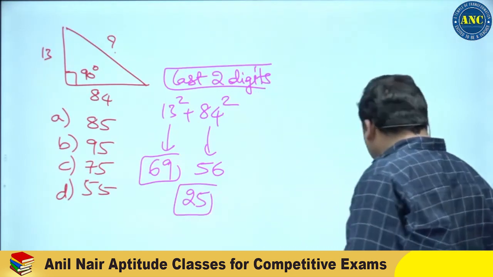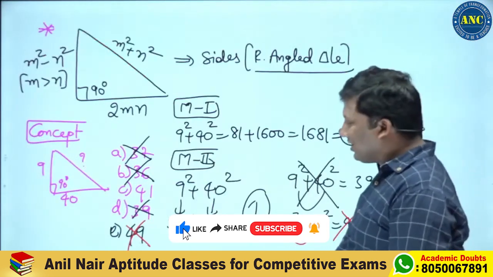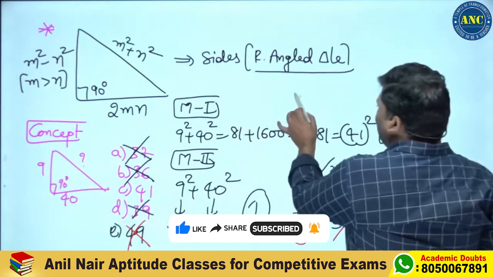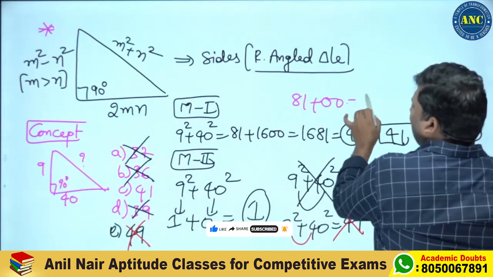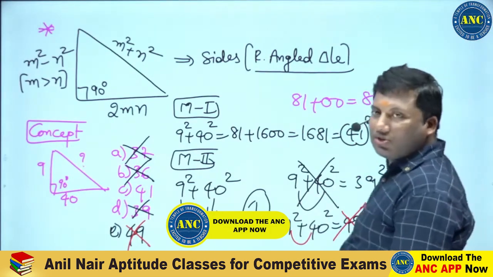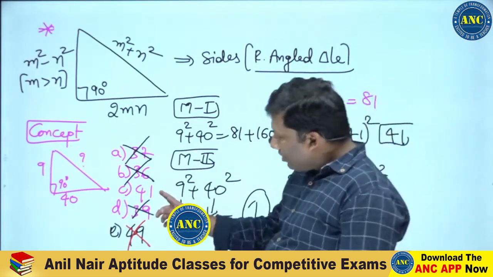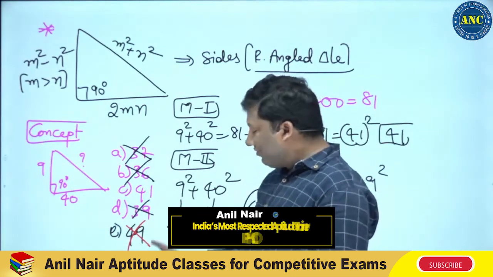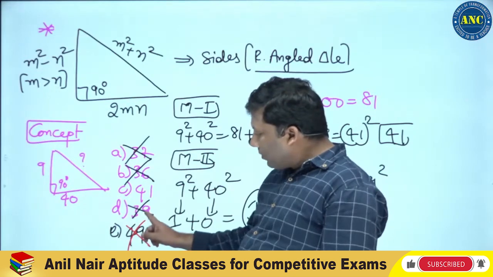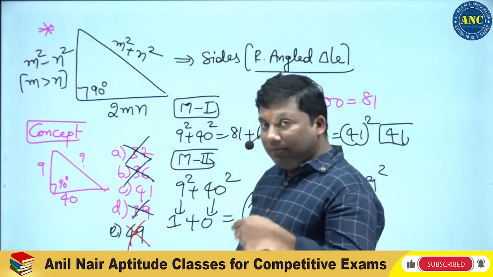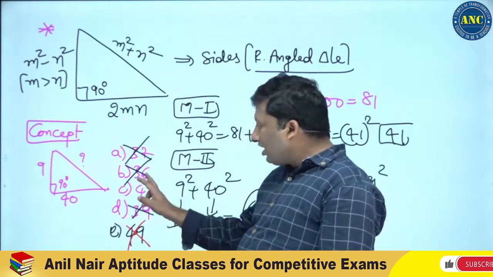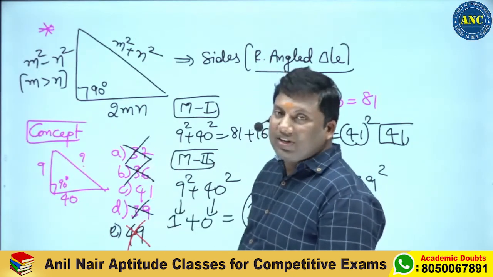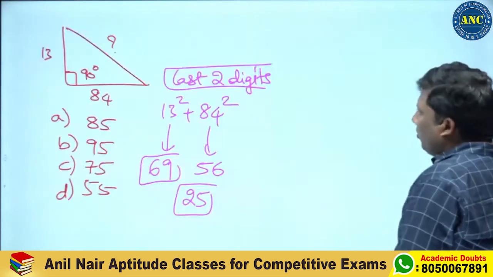So here also you can use last two digits logic. See here, sir. 9 square is 81. 40 square is 1600. The answer on squaring should have last two digits 81. 49 square: 49 is 1 less than 50, so 1 square gives 01. Not possible. 39 square: 50 minus 11 square, 121. Not possible. 36 square: 14 square. Not possible. 13 square. It is not possible. Are you all with me?